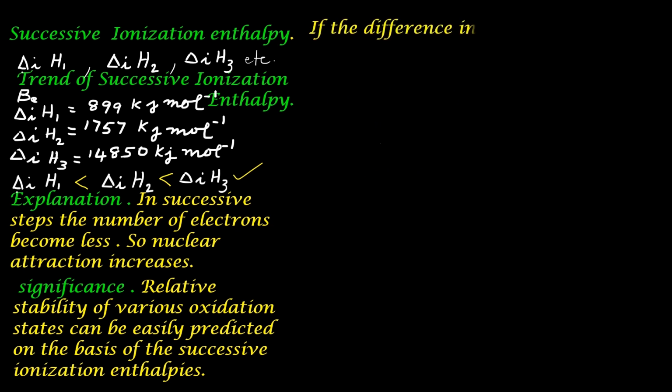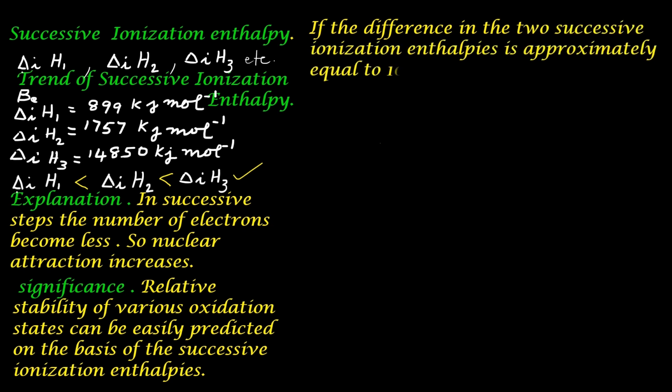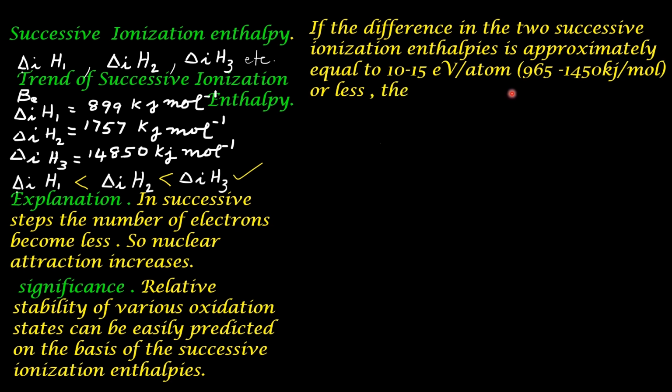If the difference in the two successive ionization enthalpies is approximately equal to 10 to 15 electron volts per atom, that is 965 to 1450 kilojoules per mole or less, the lower oxidation state is not stable. That is, for lower oxidation state to be stable, the value of the difference between the two successive ionization enthalpies should be above this value. That is, higher than this value.